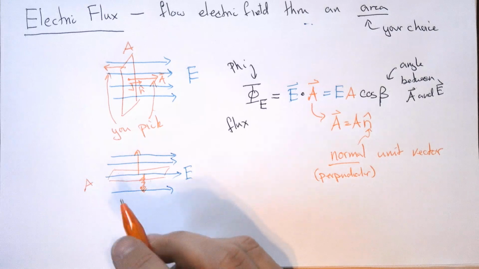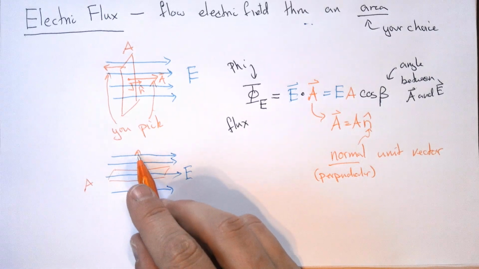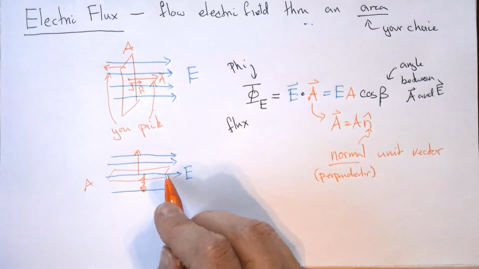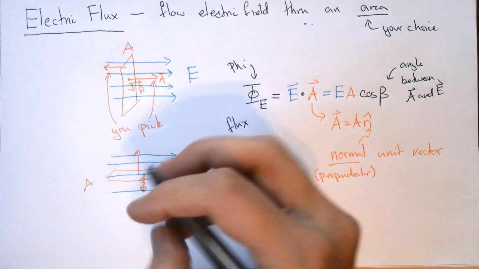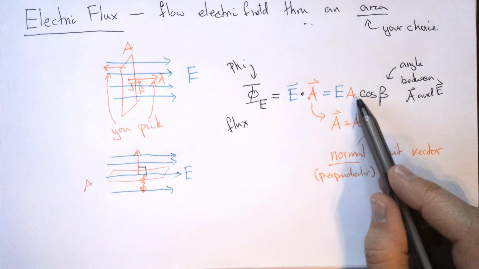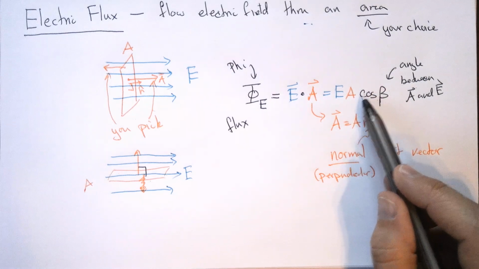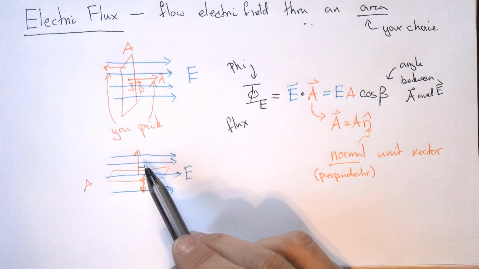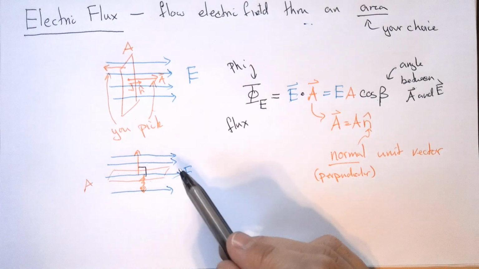Just let's start with this one. Doesn't matter here, we have A is pointing up, E is pointing off perpendicularly. And the angle between those two is 90, or pi over 2. And cosine of 90 degrees is 0. So the flux is 0 through this surface, which again makes sense.